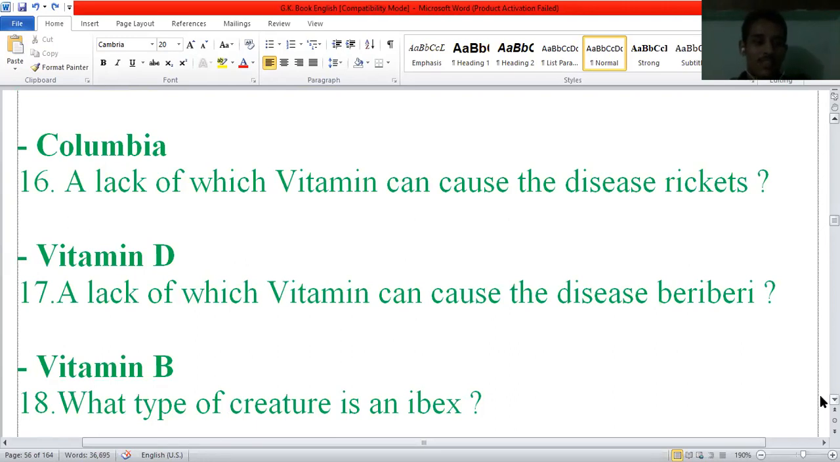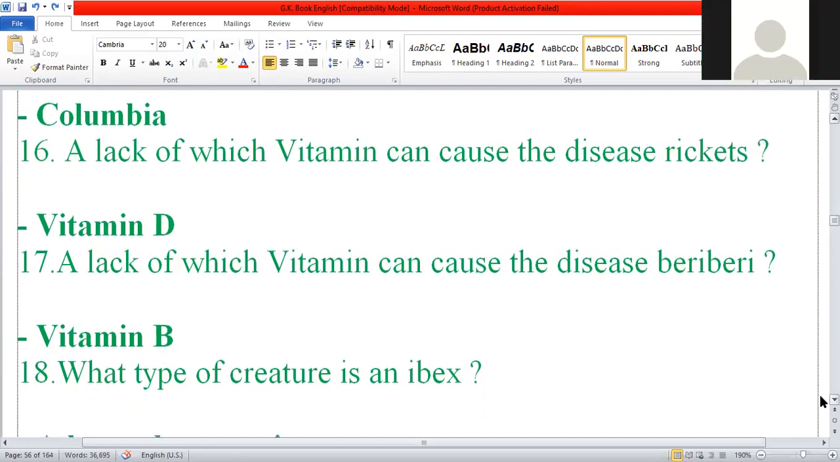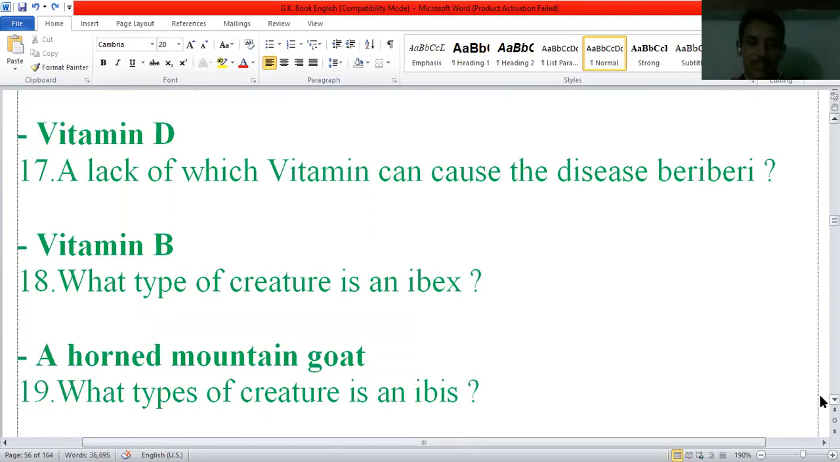Question number 18 goes to Salma Bhat and Barsha Kesi. What type of creature is an ibex? Wild goat. Your answer is wrong. The correct answer is a wild mountain goat.